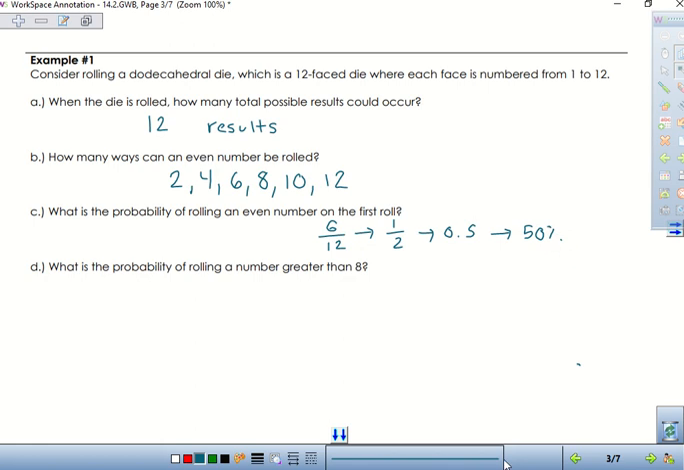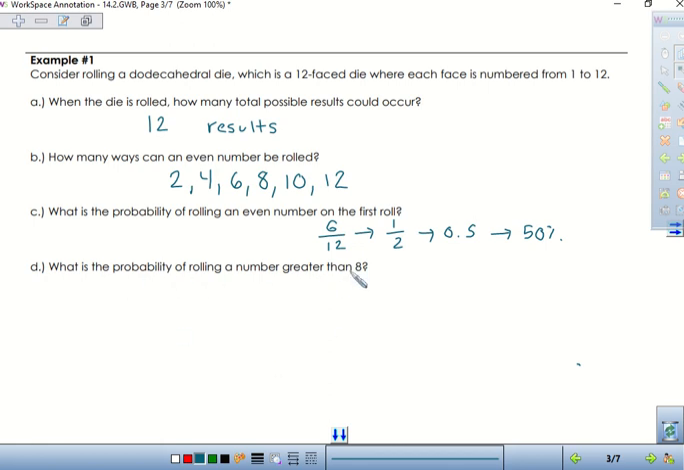So those are all the ways in which probability can be presented: fraction, decimal, or percentage. Yes? If it says probability, do we just put it in any form? I will let you know what format I want every single time on a test.